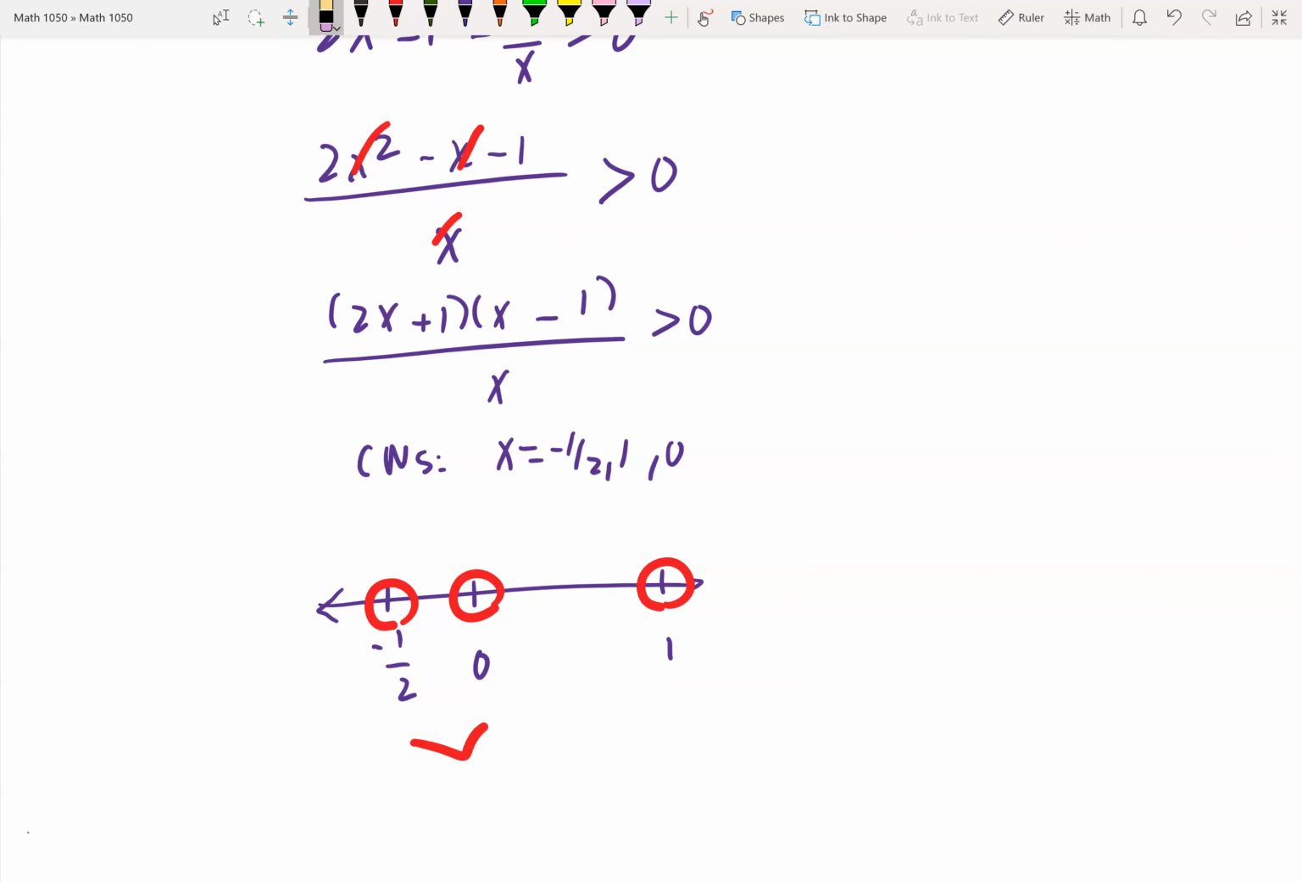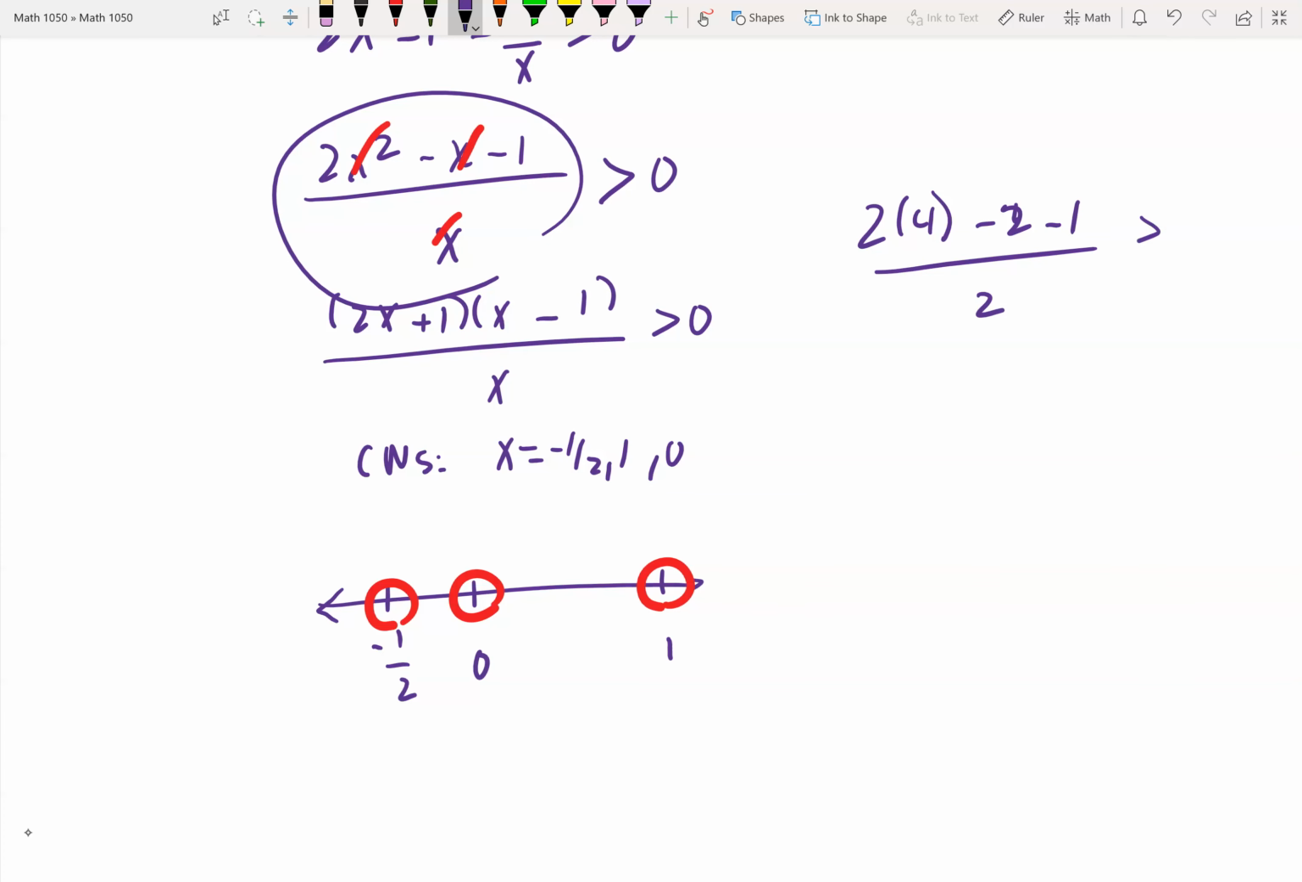You can test anything you want. I'm going to test over here. I'm going to test a positive 2. So if x is 2 here, then it's 2 times 4, because 2 squared is 4, minus 2 minus 1 over 2. So that would give you 8 minus 2 minus 1 over 2. So that gives you 5 over 2, which would be a positive.